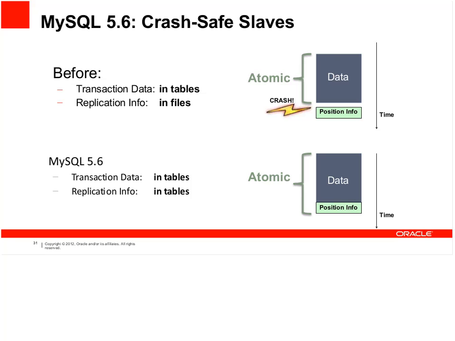In 5.5, we added some updates where you could force a sync of those text files to disk, which helped. But really the real solution is what we've added in 5.6, in that now the position information is all transactional. So when you commit a transaction, it's committing your data, but it's also committing that position. And we call this crash-safe slaves. So now when a slave crashes, you shouldn't get these instances where it starts up and it tries to start in the wrong spot and it doesn't automatically start up.